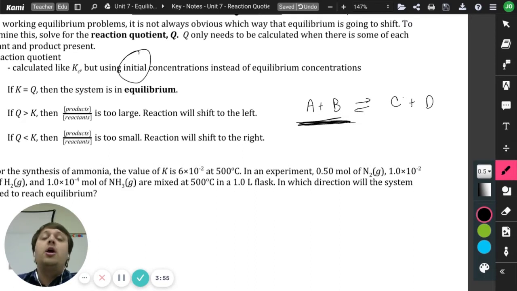Okay? Now, what happens if my Q is less than my K? Well, then that would tell me that I've got too many reactants, and so it would shift to the right, to the product side. And so we would see more products being generated, more products being created, okay?